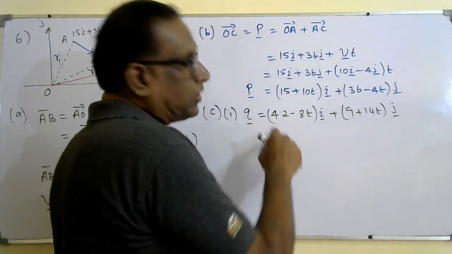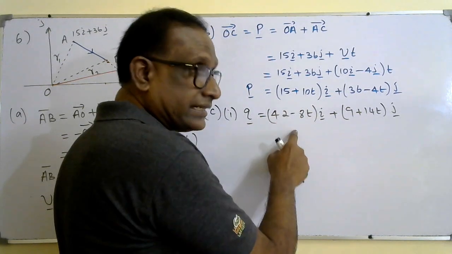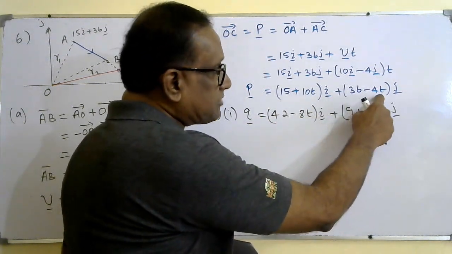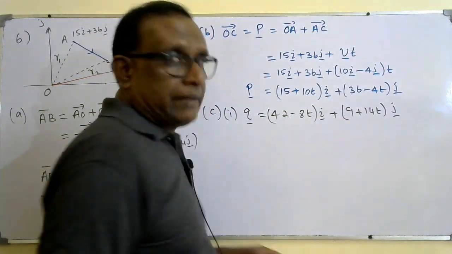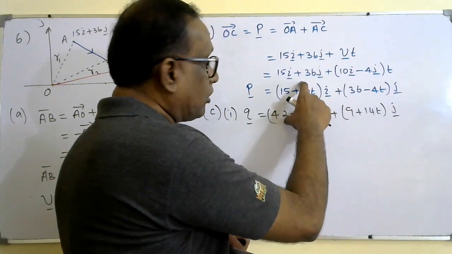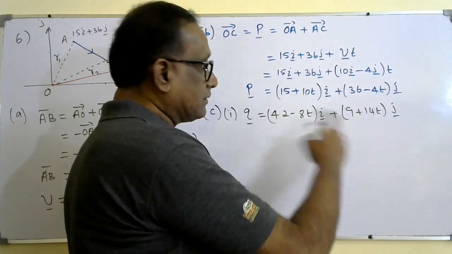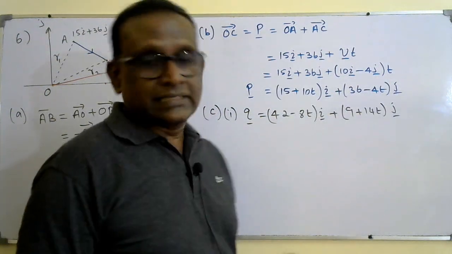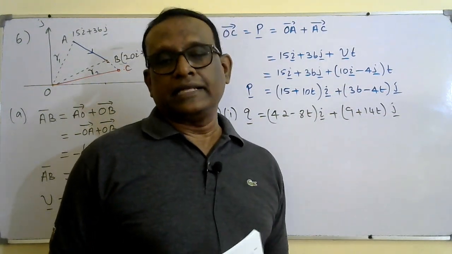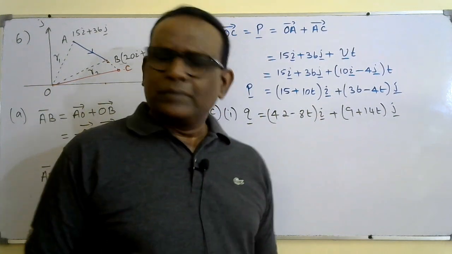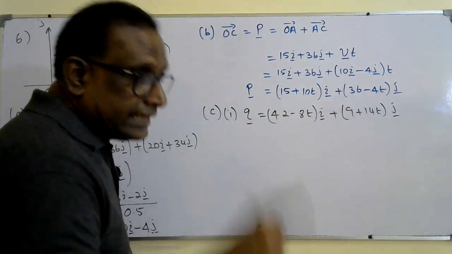Otherwise, you can solve it this way: 15 plus 10t equals 42 plus 80t. Find the time. Then 36 minus 4t should equal 9 plus 14t. Find the time. Both should give the same time, because they can't have different times. If you get the same time, they are going to be at the same point. But I feel it's better to find the coordinates of P and Q at 13:30.